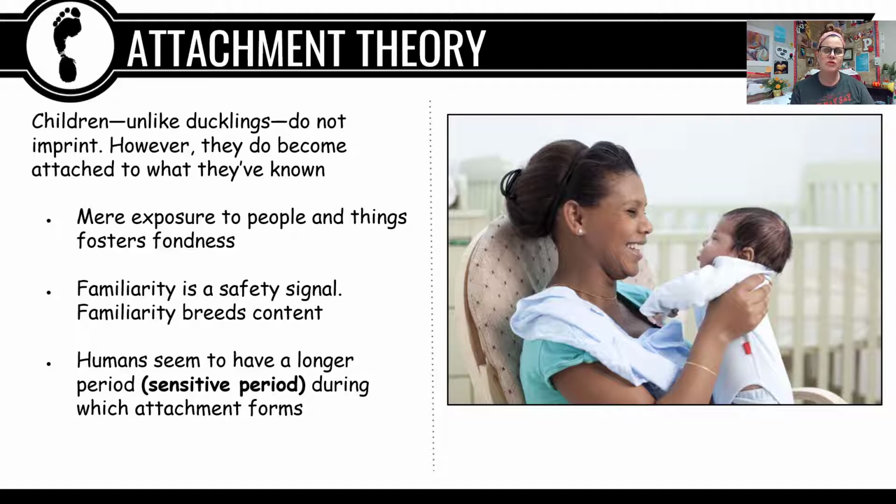The thing that we need to understand, though, is that humans don't imprint. We don't imprint, but it's very much a fact that we do become attached to what we know. Think of the objects, think of the people in a baby's life that allow them to form a very secure, attached relationship. Whether it's a caregiver who is there continuously, a blanket, or a stuffed animal. And as people, we seem to have a longer period, which some researchers and psychologists have called our sensitive period, where we form this attachment.